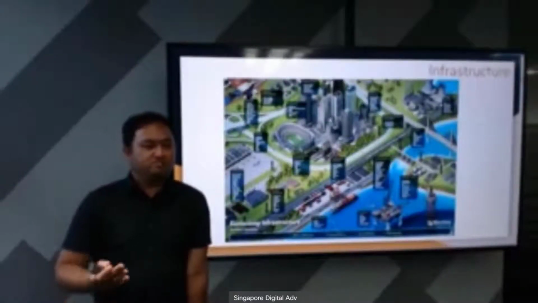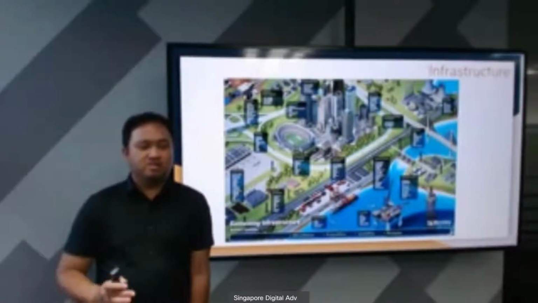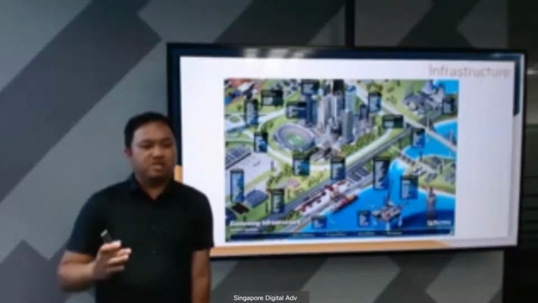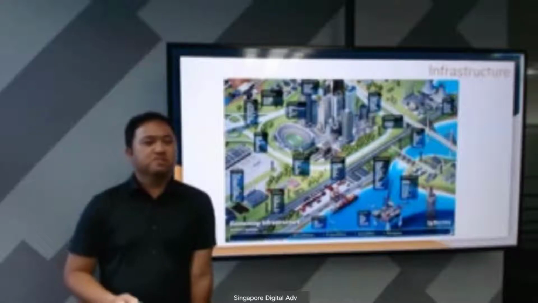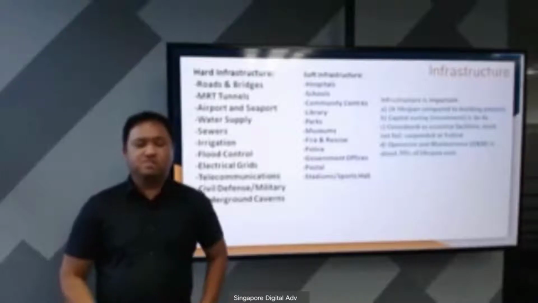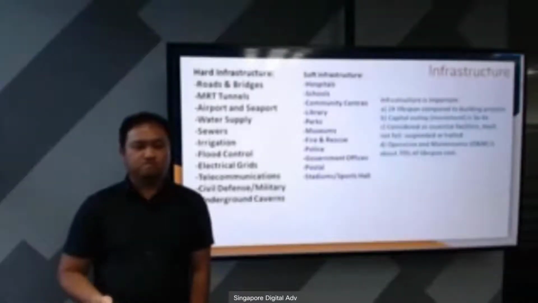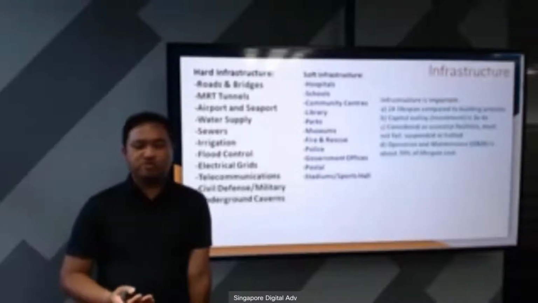And this is Bentley's definition of what infrastructure is. This particular company's BIM solution is actually geared towards infrastructure. And if you subdivide infrastructure, it's divided into two: hard infra and soft infra. When you say hard infra, those are your MRT tunnels, your airports, flood control, electrical grids, and soft infrastructure usually refers to hospitals, schools, community centers, and so on.